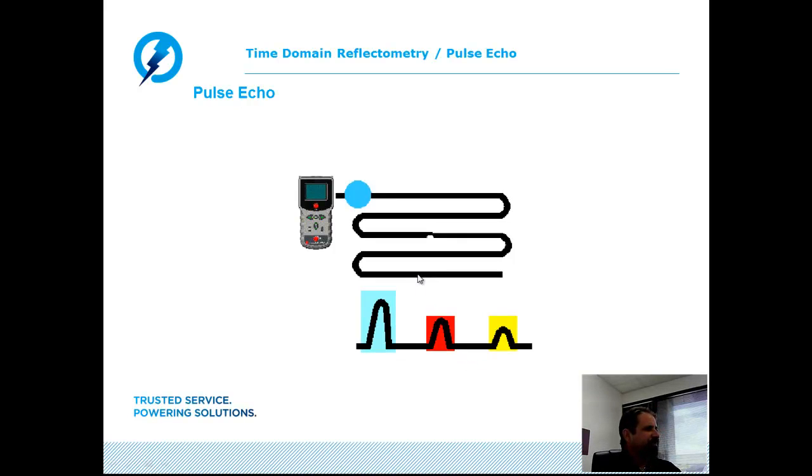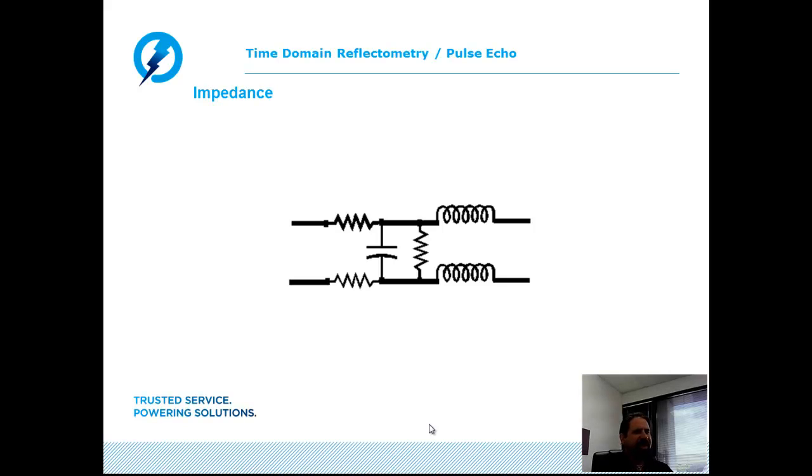We transmit and then we receive reflections. And the events are laid out in a time domain format. Now, we say mismatches to characteristic impedance.